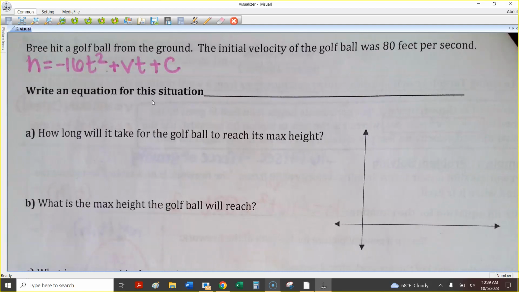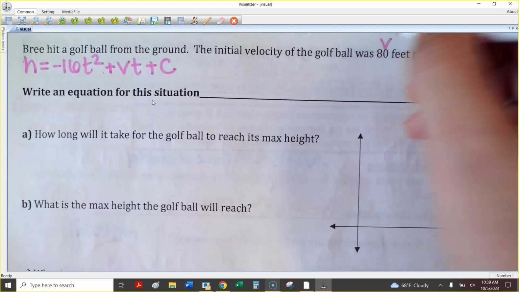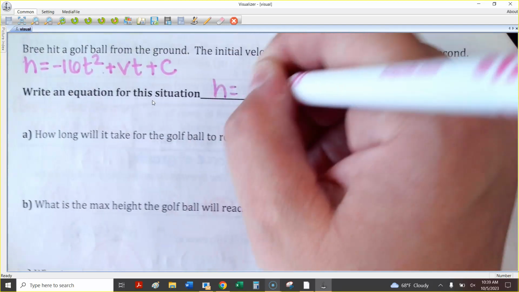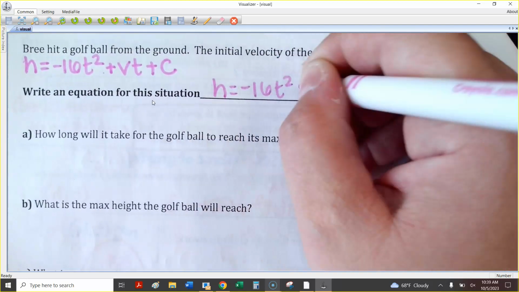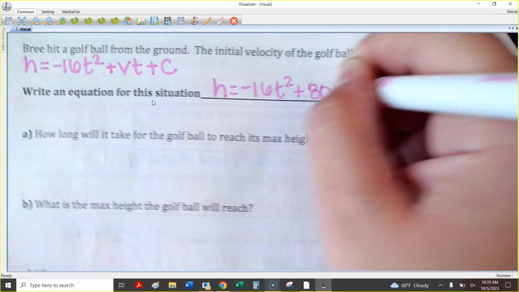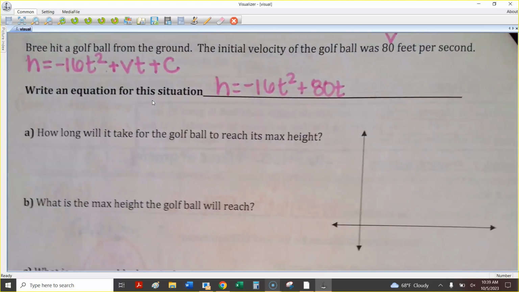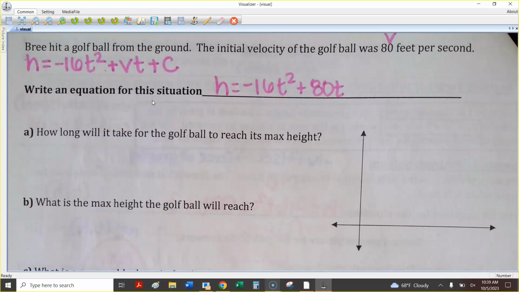So I'm going to sub in the 80 for the velocity here. -16t squared plus 80t. What's my initial height for the golf ball? 0. So you could put plus 0, but I probably wouldn't. If she's hitting the ball off the ground, the initial height would just be 0. So I don't need anything added to the end of that.